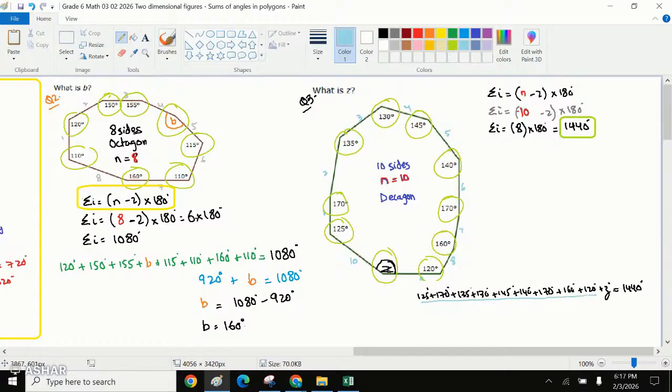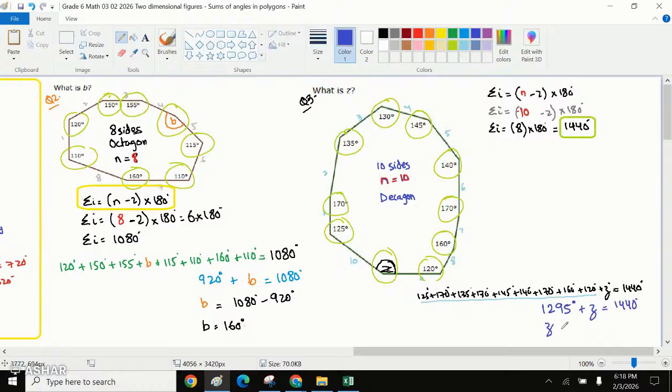Let's use a calculator. 125 plus 170, 135, 130, 145, 140, 170, 160, and 120, right? So when I add them together, my answer comes out to be 1295 degrees, plus the angle Z is equal to 1440.